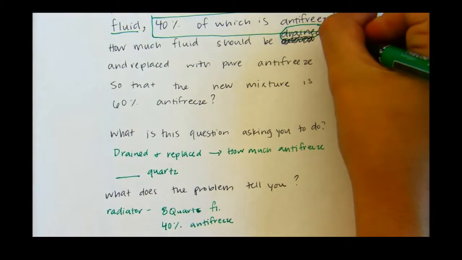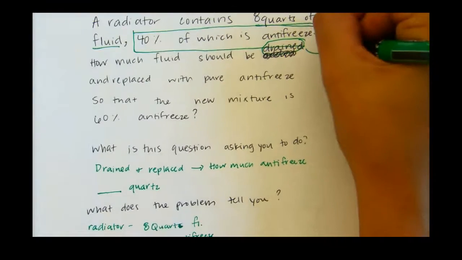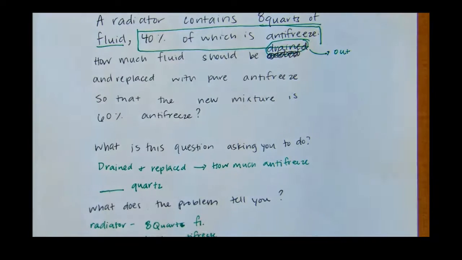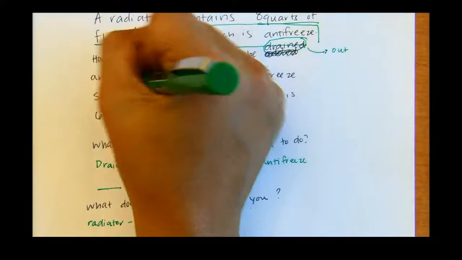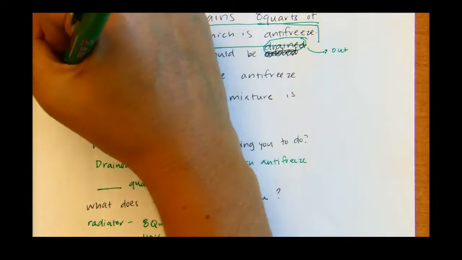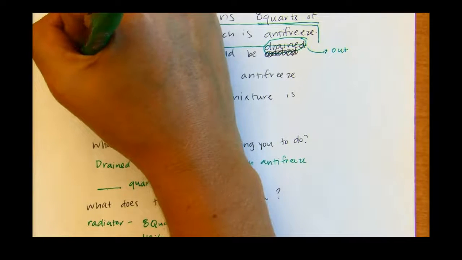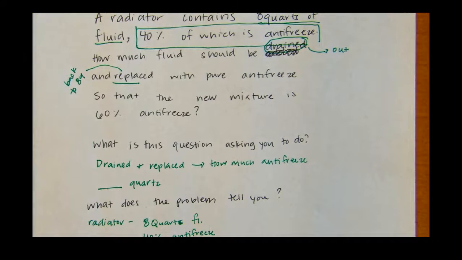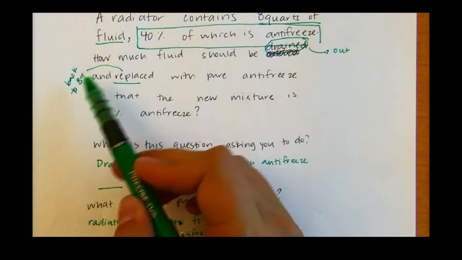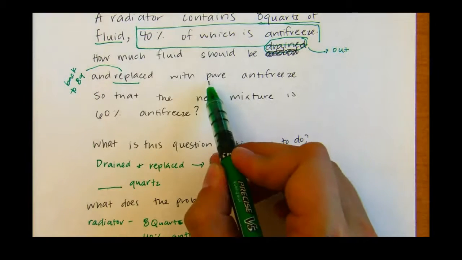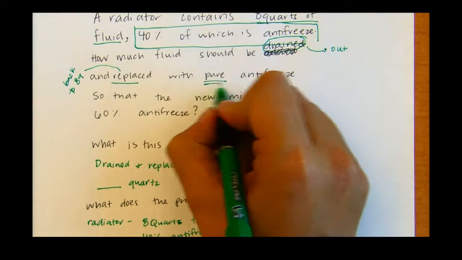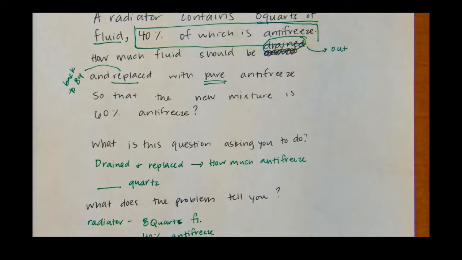So if I'm draining the fluid, it's going out. And replaced. So if it's replaced, then I'm going to be back to 8 quarts of liquid. If it's being drained, so it's going out, and then I'm replacing it with new antifreeze, then in the end I should have 8 quarts of fluid. And I'm replacing it with pure antifreeze. Go ahead and take a moment. What does pure mean to you?